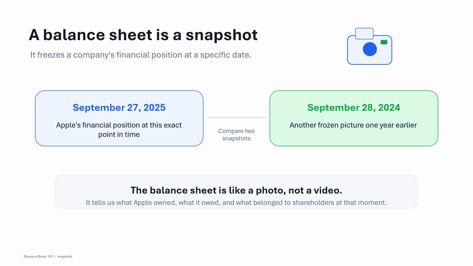Later, when we study the income statement and cash flow statement, we will see the video side of the business. Revenue, expenses, profit, and cash flow over time. But for now, the key takeaway is simple. The balance sheet tells us the company's financial position at a point in time.